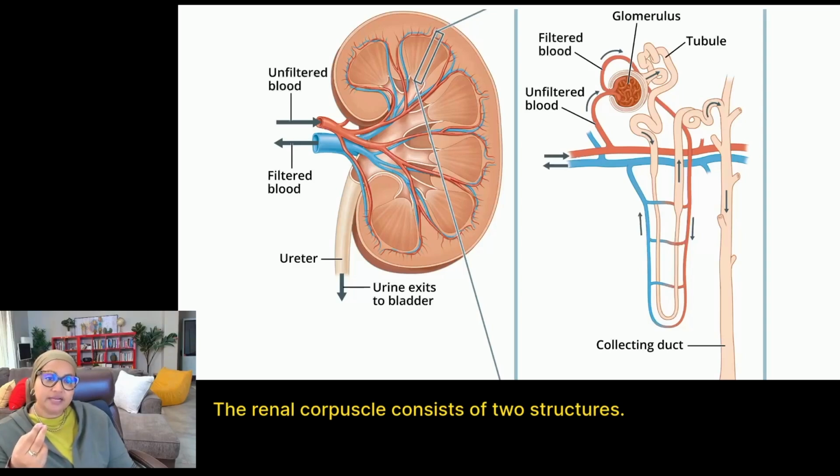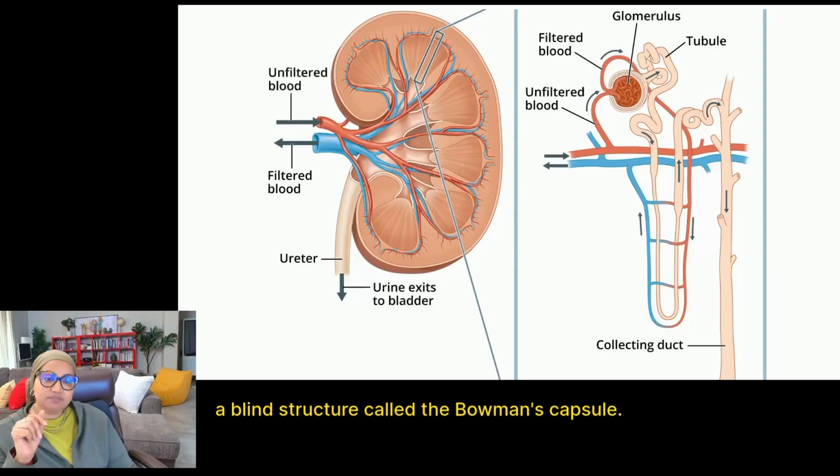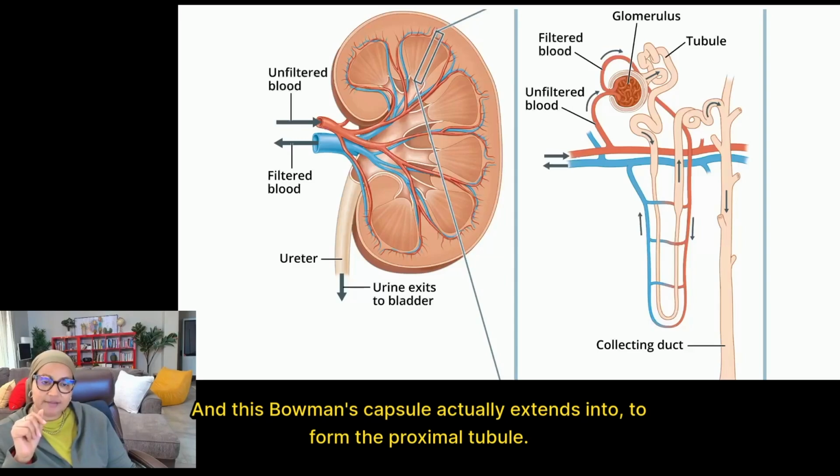The renal corpuscle consists of two structures. This tuft of capillaries, which is flanked between two arteries, we call the glomerulus, and it is surrounded by a blind structure called the Bowman's capsule. And this Bowman's capsule actually extends to form the proximal tubule.